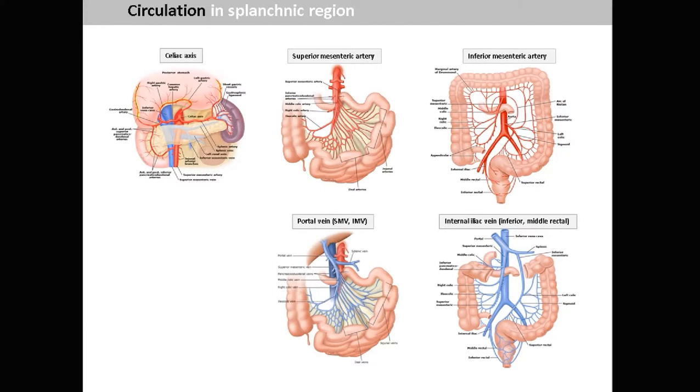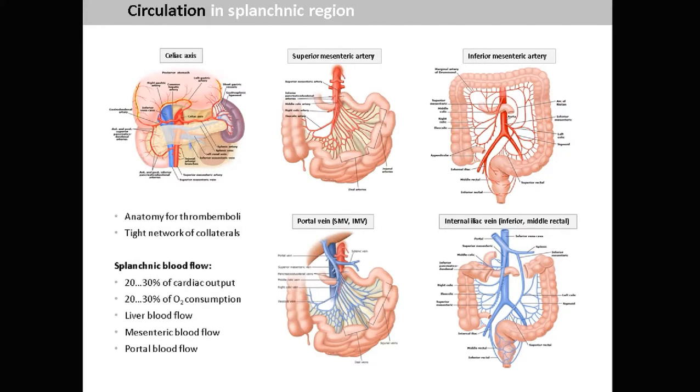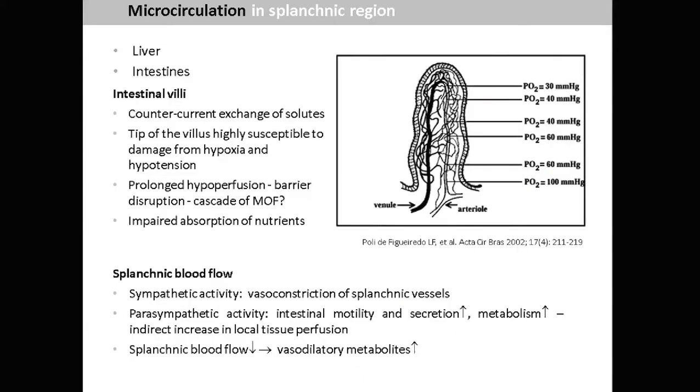How is the blood supply to the left colon? There is a tight network of collaterals. So you may basically close the inferior mesenteric artery, and the collaterals take over the business. Splanchnic blood flow takes up to 1/3 of cardiac output, and about 1/5 to 1/3 of the oxygen consumption of the body. That's quite a remarkable part and should be considered.